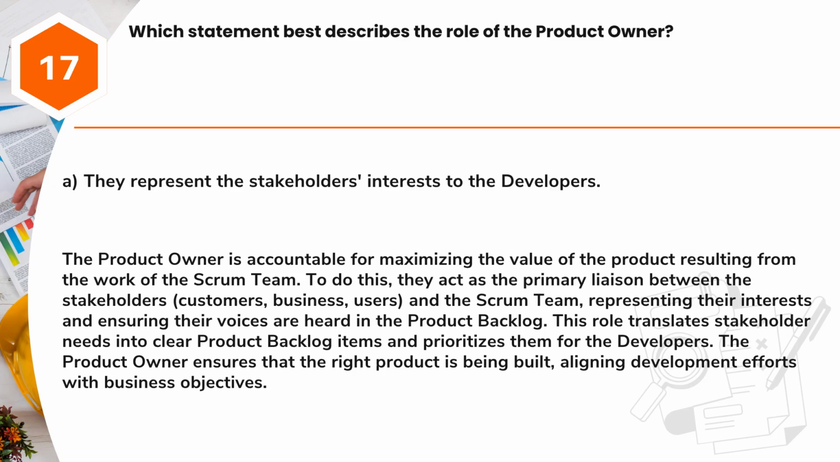The product owner is accountable for maximizing the value of the product resulting from the work of the Scrum team. To do this, they act as the primary liaison between the stakeholders, customers, business, users, and the Scrum team, representing their interests and ensuring their voices are heard in the product backlog. This role translates stakeholder needs into clear product backlog items and prioritizes them for the developers. The product owner ensures that the right product is being built, aligning development efforts with business objectives.